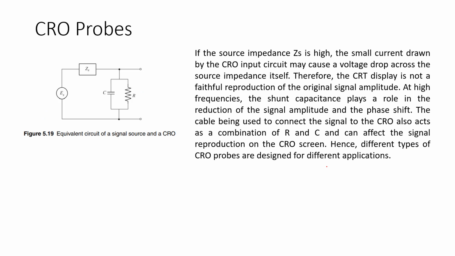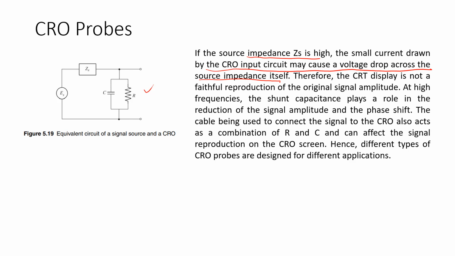Another important thing is the CRO probes. We can use these CRO probes in either the digital storage CRO or the analog CRO. So this is the equivalent circuit of the signal source and a CRO. We have the ZS here. If the source impedance ZS is high, then the small current drawn by the CRO input circuit might cause a volt drop across the source impedance itself. Therefore, the CRT display is not a faithful reproduction of the original signal amplitudes.